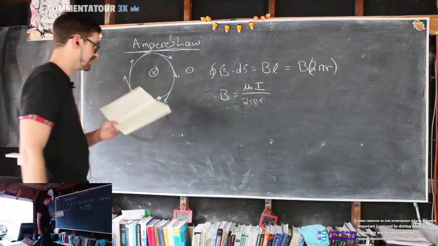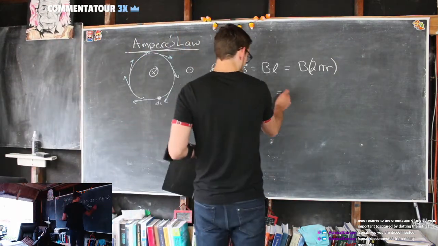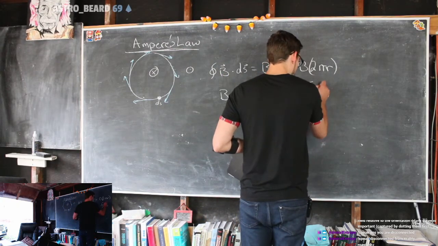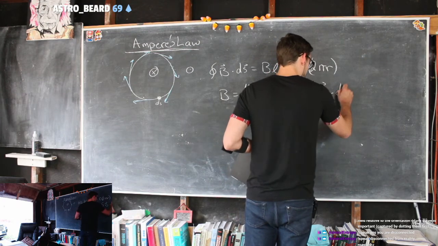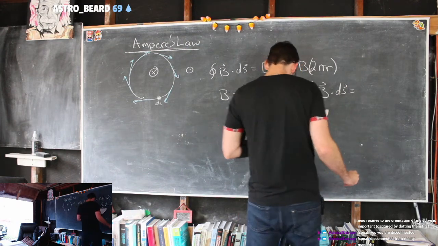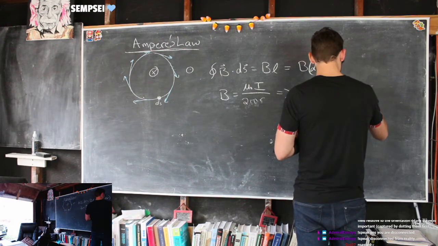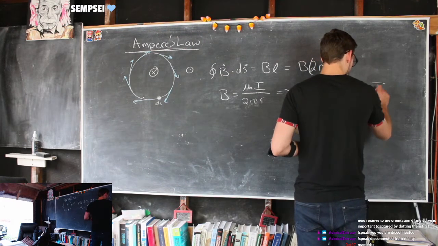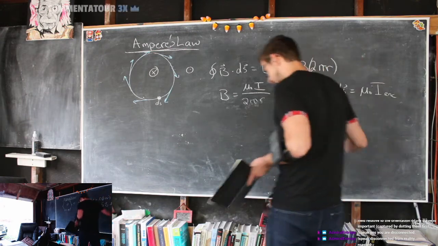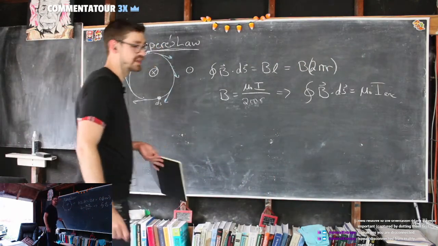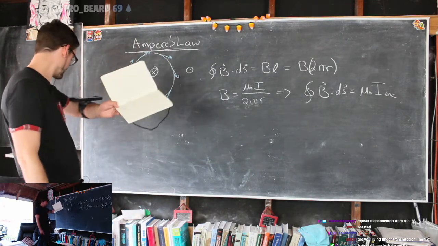Now, this will tell us that for this example, if we were to take the line integral with respect to s, this is equal to mu sub naught, which is the vacuum permeability, times the current that you enclosed with your loop.